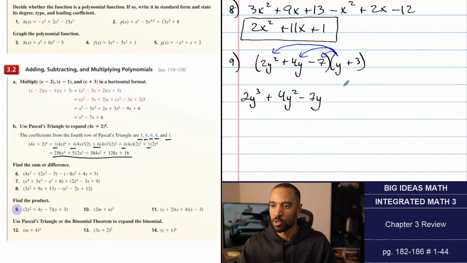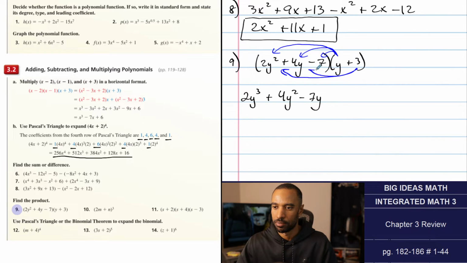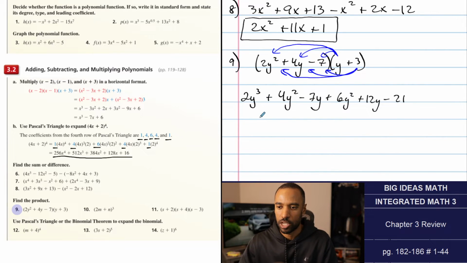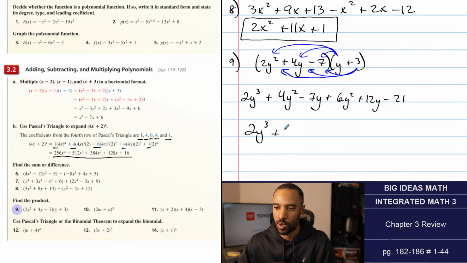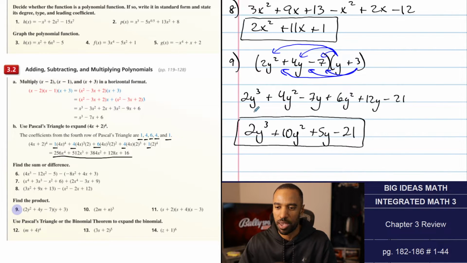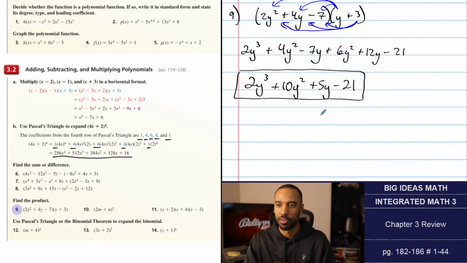And then let's multiply 3 by these 3 here, which keeps the degrees as they are, but it triples your coefficients. 6y squared, 12y, and negative 21. Now we combine like terms. Y cubed, again, stands alone. It's in the lead. 4y squared plus 6y squared is 10y squared. Exponent stays the same. Negative 7y plus 12y is 5y, and there's that minus 21. So this is the standard form, expanded, simplified version of that product of polynomials.